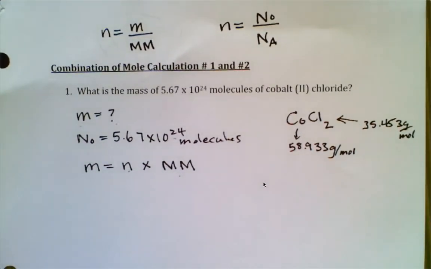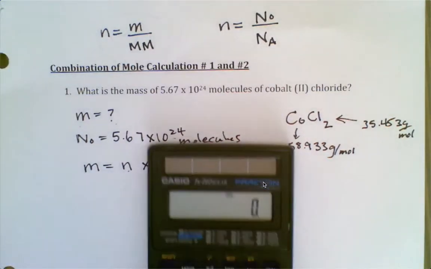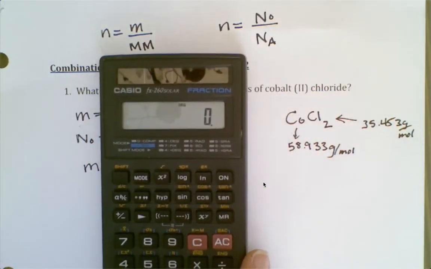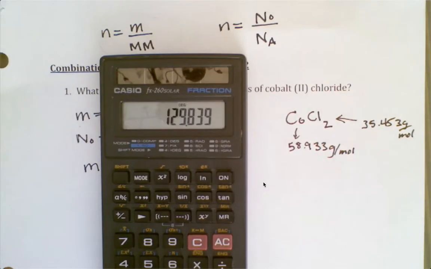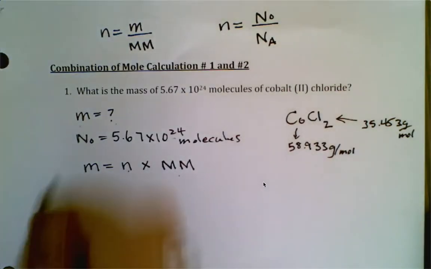So what I'm going to do on my calculator is just do the molar mass all in one step. So how do I do that? I just enter 58.933 times, I use my close bracket, 35.453 times 2, because there's 2 chlorines. And oops, that didn't give me the right answer. 58.933 plus, close bracket, 35.453 times 2. And that's much better. So the molar mass of cobalt-2 chloride is 129.839. So I'm just going to record that over here.